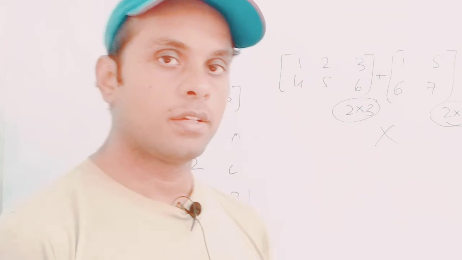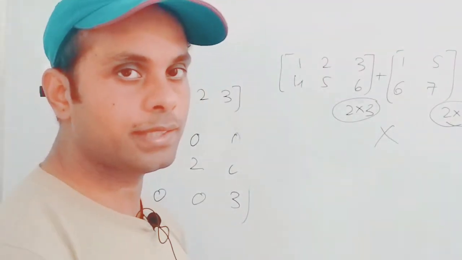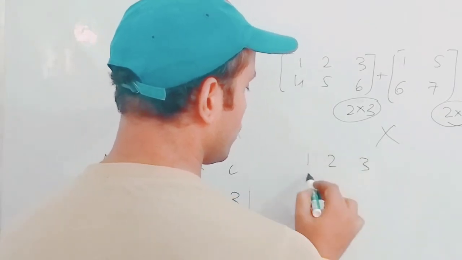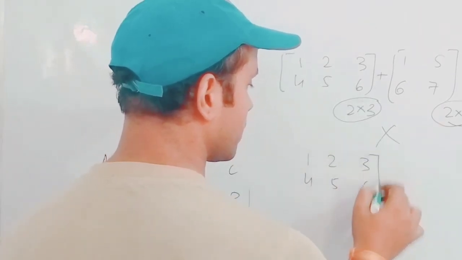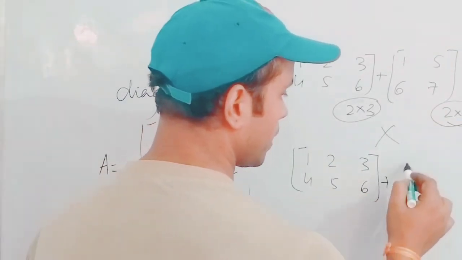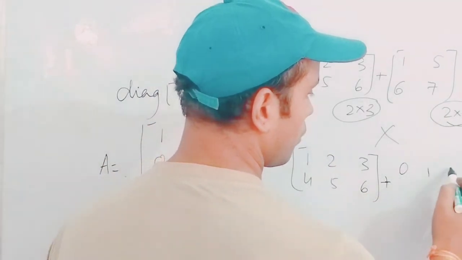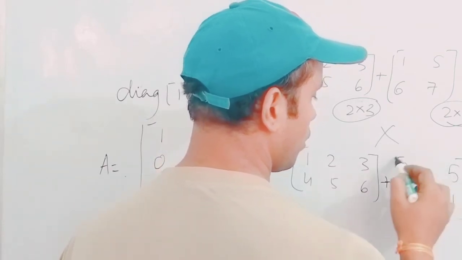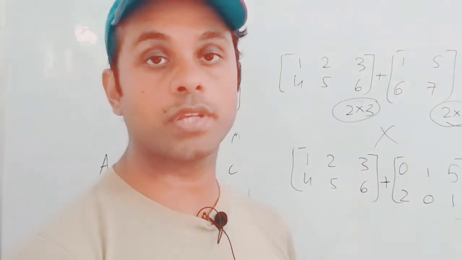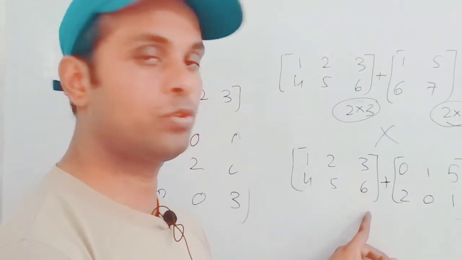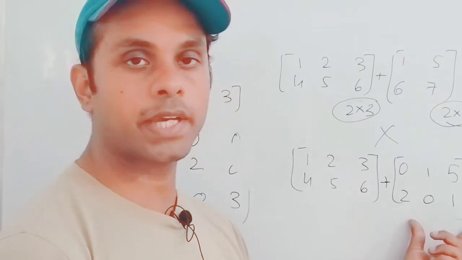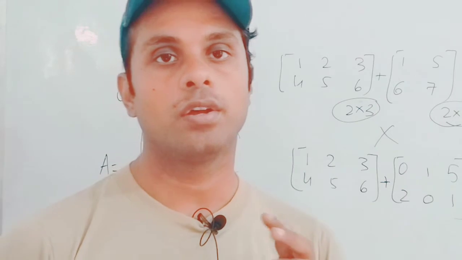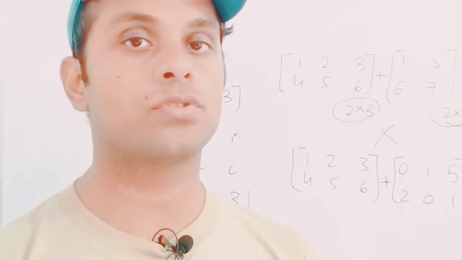Okay, so let us take another example. Suppose you are given now 1, 2, 3, 4, 5, 6, and another matrix is 0, 1, 5, 2, 0, 1. Now look, they are matrices of the same order. The order of the first matrix is 2 by 3 and the order of the second is also 2 by 3. So now these matrices can be added, and we add the corresponding elements together.